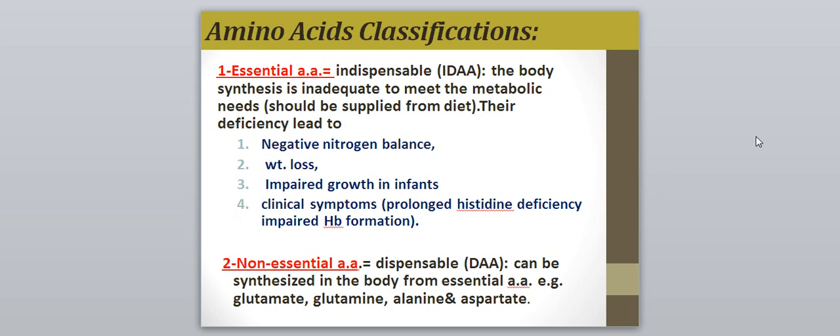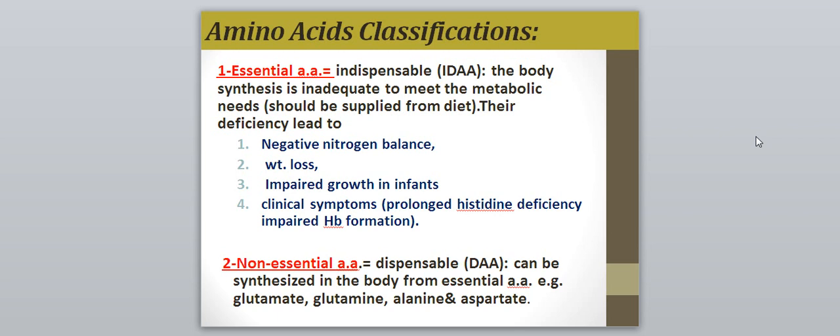The amino acid classification: there are essential amino acids and non-essential amino acids. Essential amino acids are indispensable amino acids. The body synthesizes them, but in an inadequate amount, insufficient to meet the metabolic need, so they should be supplied from outside, from the diet. If they are deficient in our body, this will cause a negative nitrogen balance, with weight loss, impaired growth in infants, and clinical symptoms. For example, prolonged histidine deficiency will cause impaired hemoglobin formation and certain diseases with clinical signs and symptoms. So we have to know the essential, or indispensable, amino acids. Their insufficiency causes a lot of signs and symptoms and negative nitrogen balance.